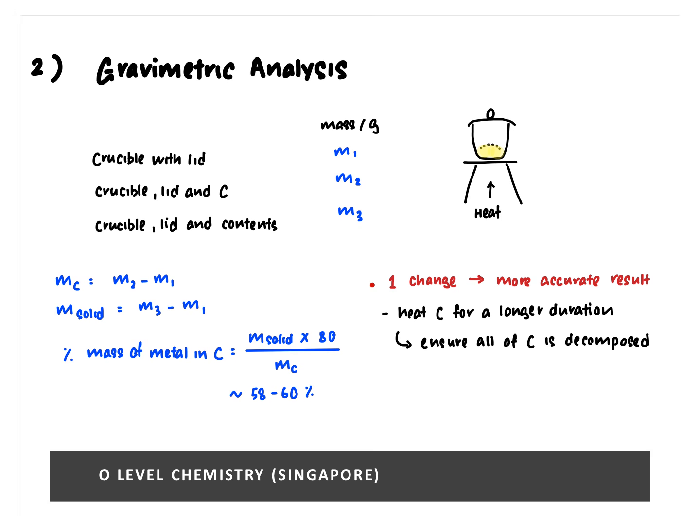Experiment 2 is a gravimetric analysis question. We are given an unknown sample C, which is a hydrated metal salt. We are supposed to heat the solid strongly for a period of time, and we are supposed to measure the change in mass of the solid. And from there, we are given a formula to calculate the percentage mass of metal in C.